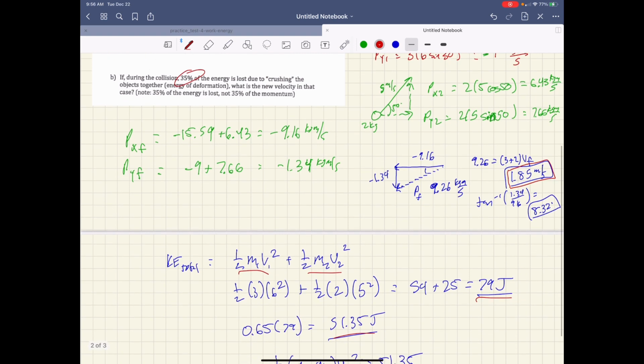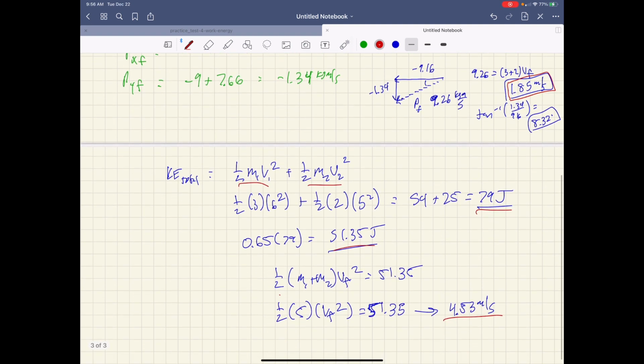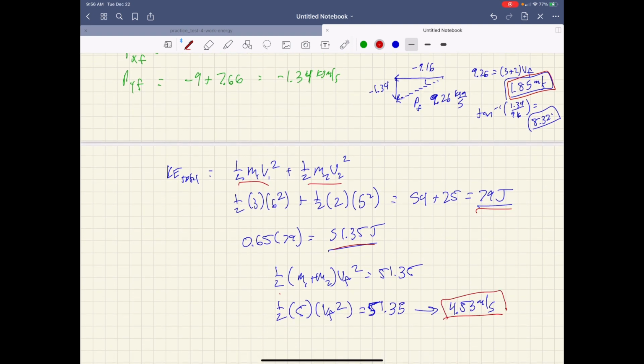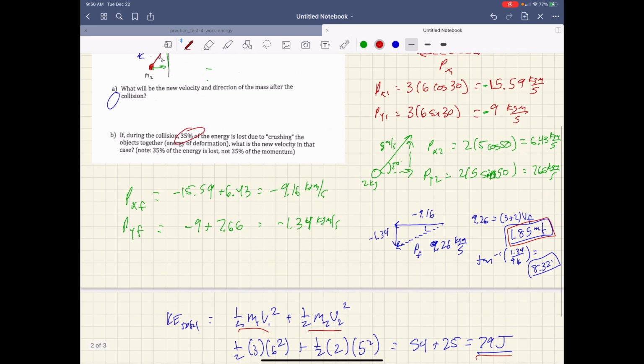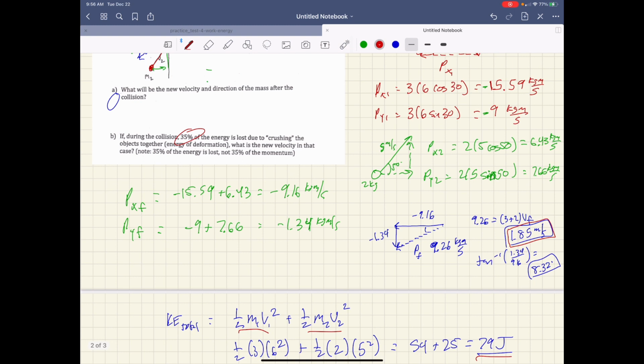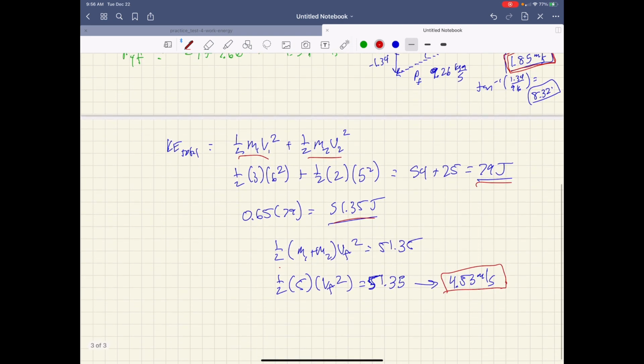When you assume that only 35% of the energy is lost, you will get a final velocity of 4.53. However, the actual velocity of the objects when they stick together, and this is a true momentum question, is 1.85. That tells you that the actual energy lost when you have these objects collide is much higher than 35%. Adjusting it to 35% makes it less energy loss, and so that's why this number is higher.